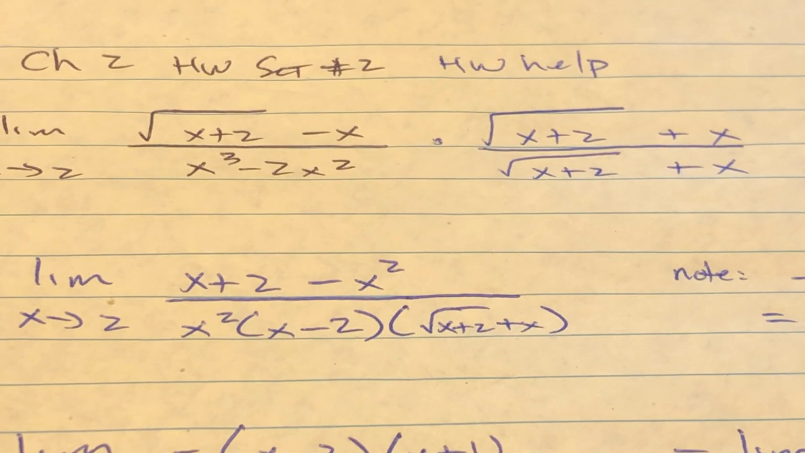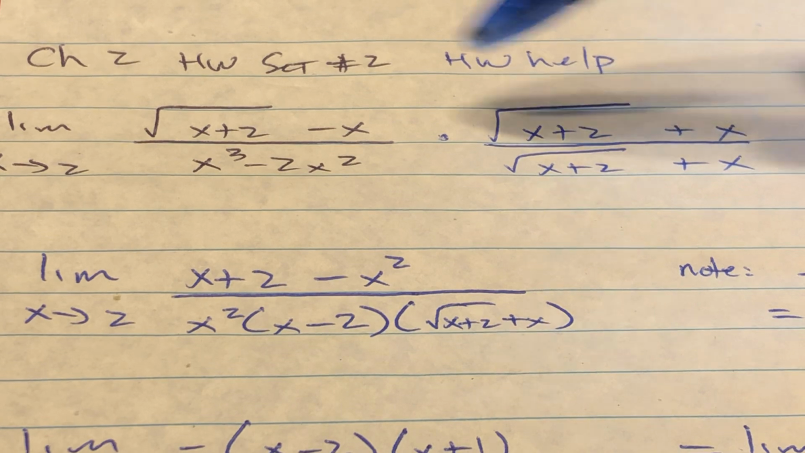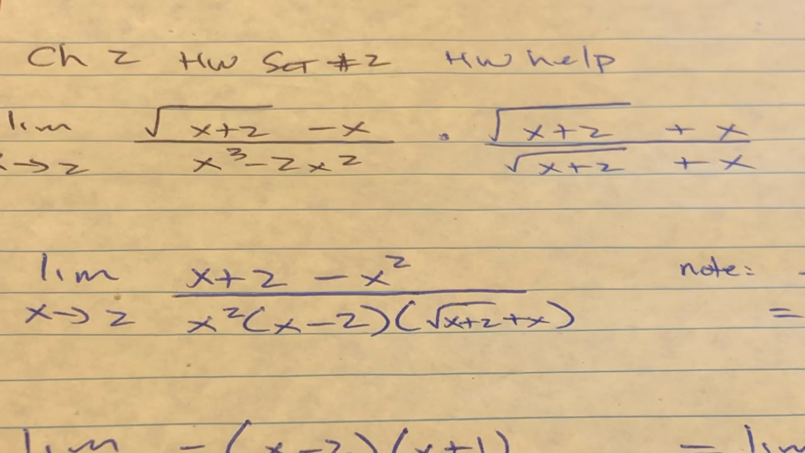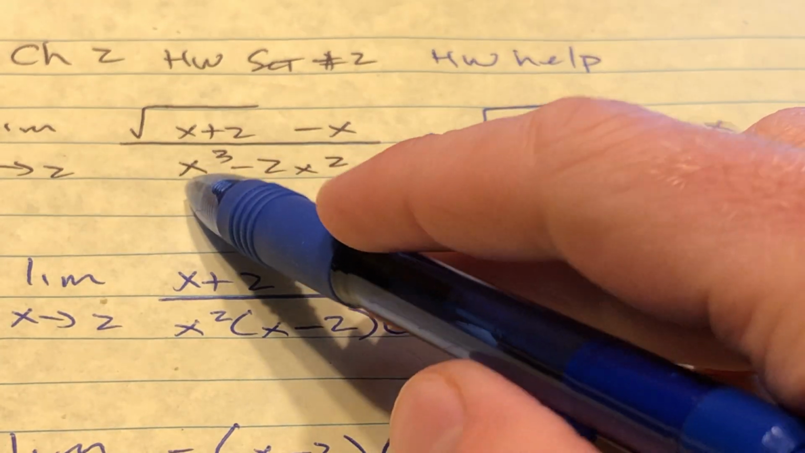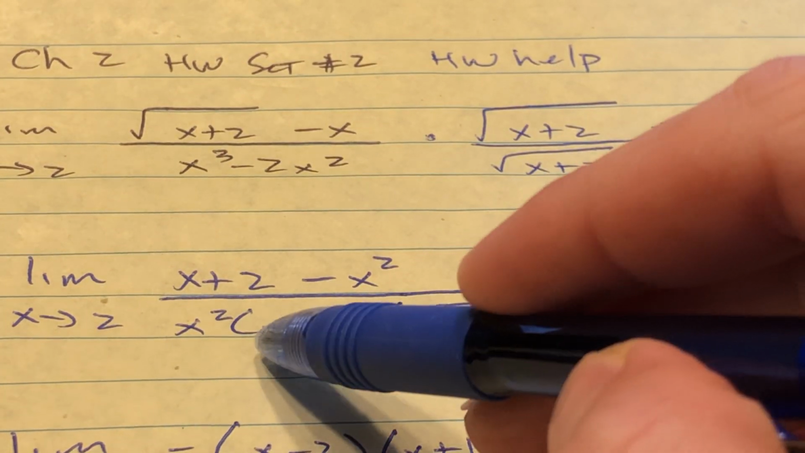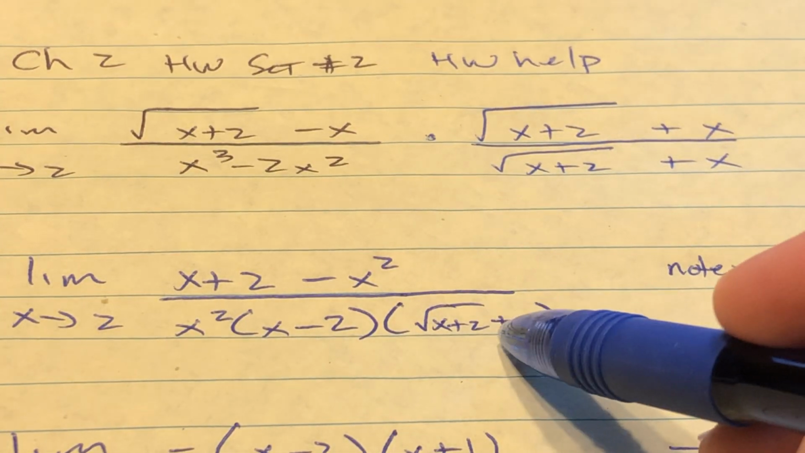That is indeterminate. So I need to multiply the top and the bottom by the conjugate, root x plus 2 plus x. Multiply top and bottom by that. So up top, I'm going to have x plus 2 minus x squared. And at the bottom, here's what I've done. I have factored this. These both have x squared in common, so I took out the x squared, leaving me with x minus 2. Again, I factored this. And then here's the conjugate.